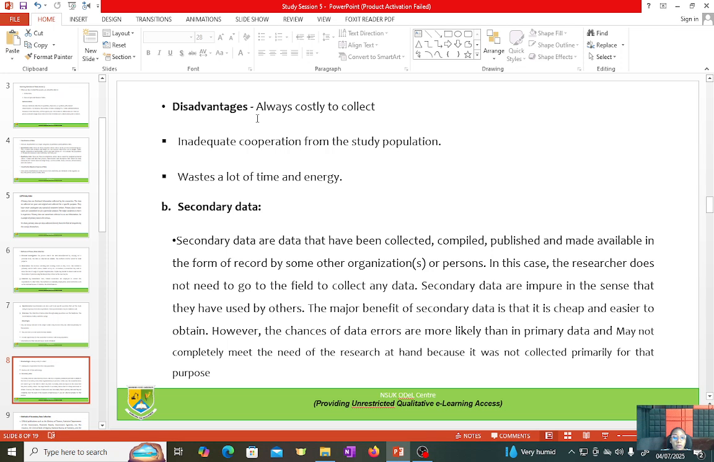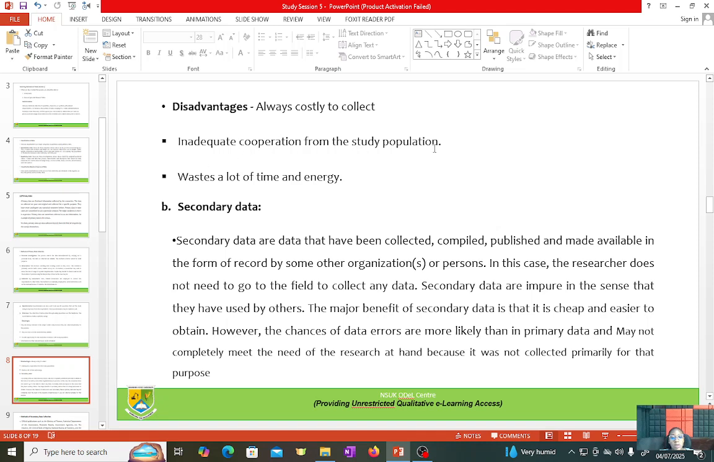The disadvantages of primary data is that it is always costly to collect, especially when it has to be one on one. If it is not through telephone calls or emails, if the method of this primary data collection is one on one collection, mostly cost is involved, especially when proximity is not put into consideration.